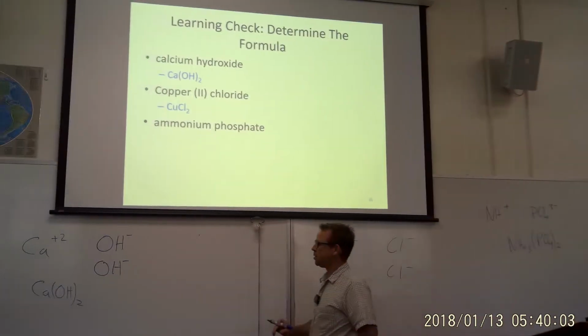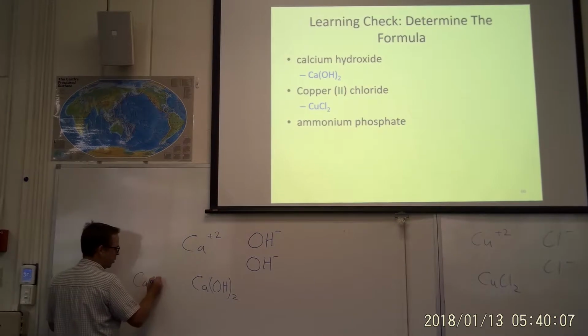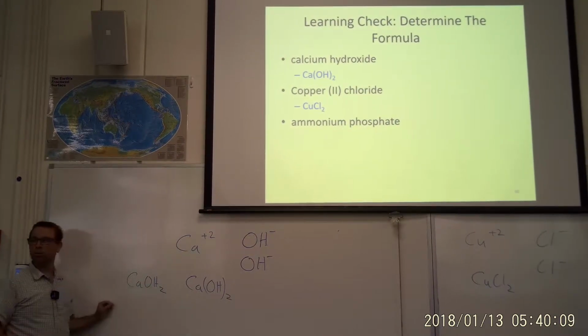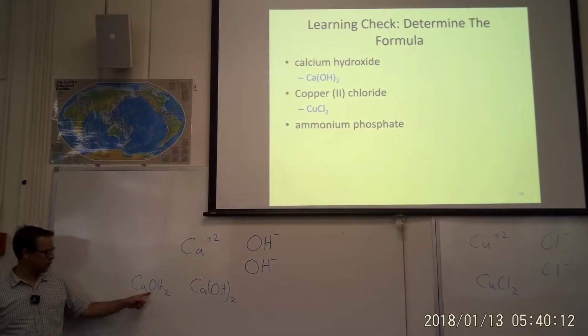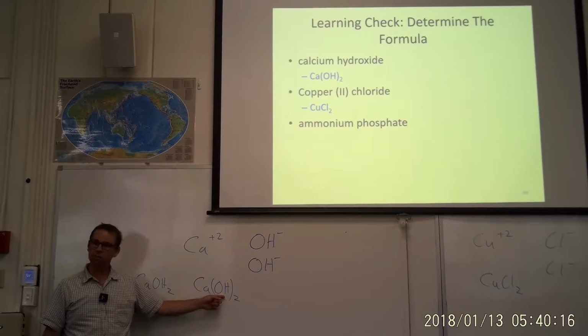So in this case here, CaOH2 would be a way of saying calcium, 1 oxygen, and 2 hydrogens. But this is trying to say calcium with 2 of these groups on it.